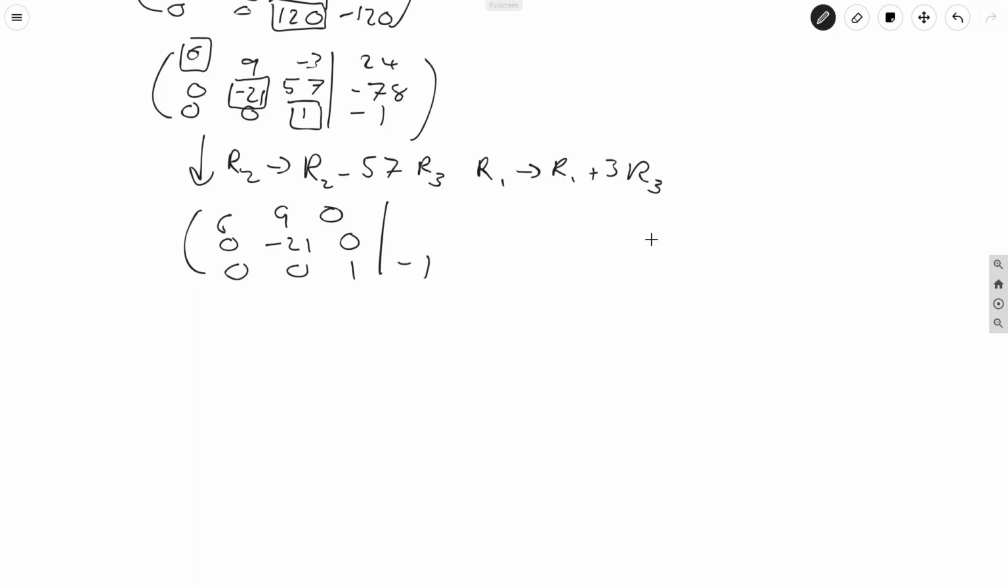And the important thing is we have to be careful here. So we subtracted off 57 times row 3. So we're subtracting off 57 times minus 1, which is the same thing as adding 57. And I think that'll get us 21, or minus 21, I should say. Right? So it's 57 plus minus 78 is minus 21. And up here we're subtracting off 3, so this just becomes plus 21. Okay? Now, at this point, notice that everything above and below this pivot is 0.